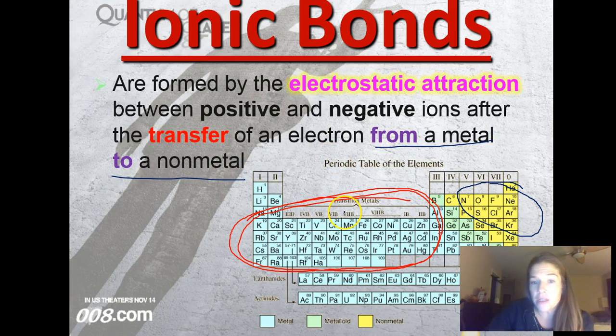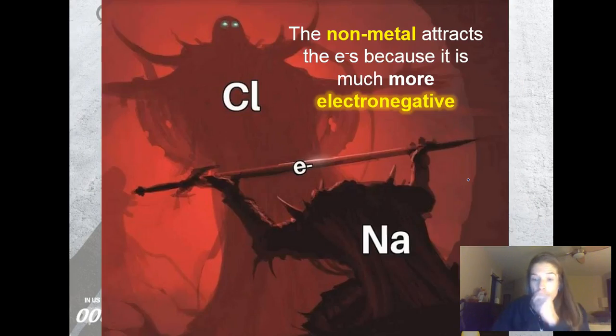So that means if we're getting rid of an electron, what kind of charge would these take on? If you're going to get rid of a negative charge, you're going to become more positive. If you're taking on a negative charge, you're going to become more negative. And so this is the description of an ionic bond. The nonmetal attracts the electrons because it is much more electronegative.